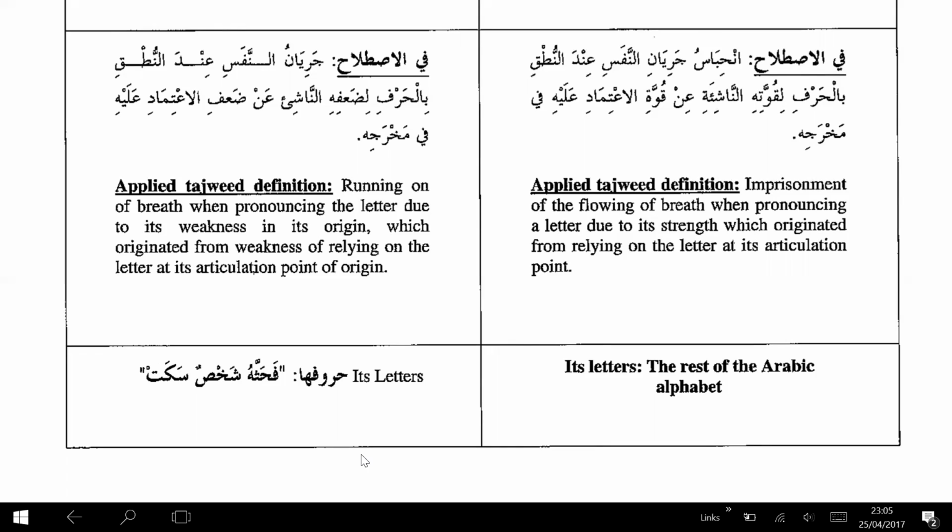So what you need to remember for most of these is, for any one of them you will remember the alphabets, and the other one will be all the rest of the others. So here you need to remember the letters of hams, and what does not come in hams will be other than these letters. So there is a code word, and this code word is from this poem of Imam al-Jazari, al-Jazariya poem. It is فَحَثَّهُ شَخْصٌ سَكَتْ. You will remember this code. The letters of hams are فَحَثَّهُ شَخْصٌ سَكَتْ.